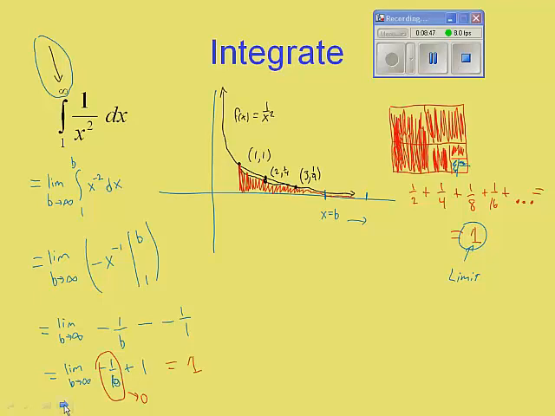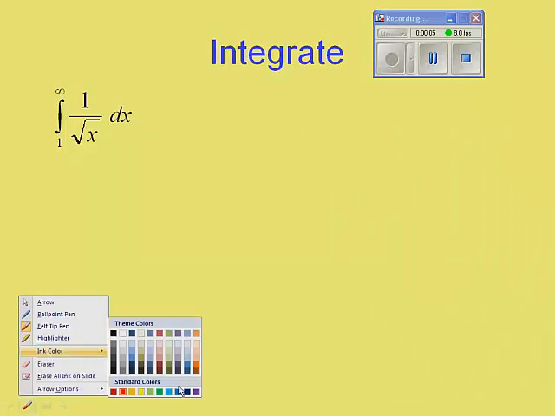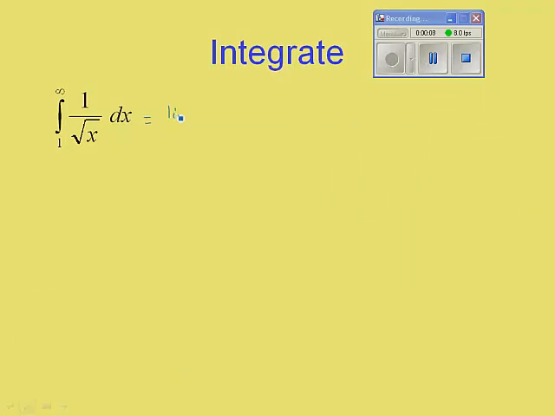Okay, so I want you guys to try one now. Very similar, and then we'll say, yeah, we get this. You guys were trying this, so if you followed my advice, the first thing you did is you said this equals limit as b goes to infinity, integral 1 to b, x to the what? Negative 1/2 dx. So this is the limit as b goes to infinity of 2x to the 1/2, right? Okay. And we evaluate that from 1 to b, and then we'll take the limit.